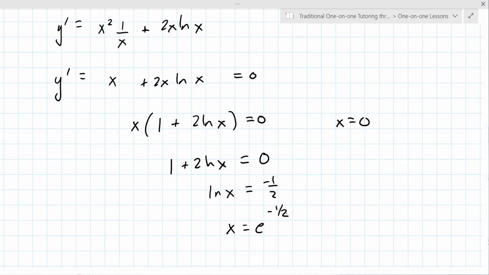Okay. So you got to know your product rule, your quotient rule. You got to be fast. You got to recognize chain rule within all of them.